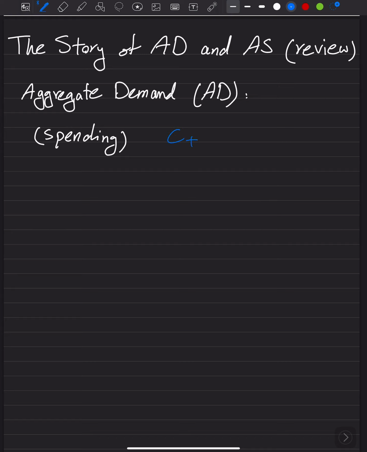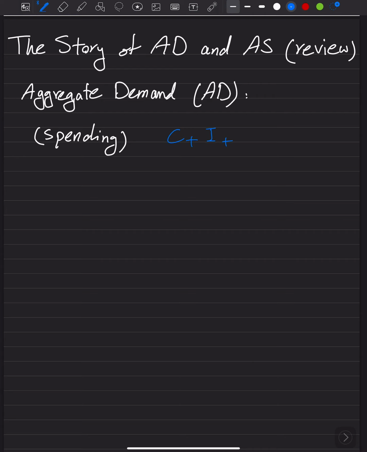Consumers, which we are going to show with C, when people are buying goods and services like food, clothes, houses. The spending by the businesses, which is known as investment, and we are going to show it with I. All the investments by the companies in factories, equipment, or technology.